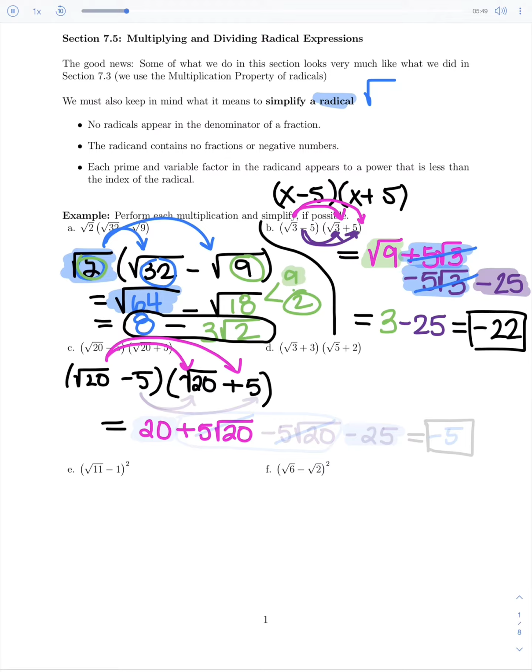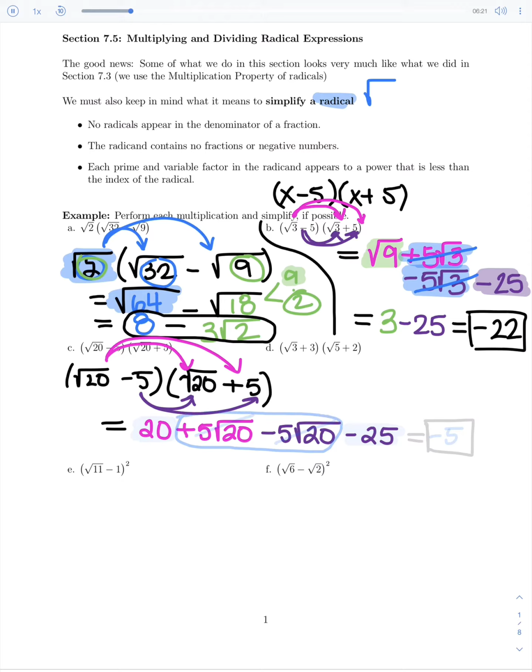Now I need to distribute out the negative 5 to continue FOILing. Well, negative 5 times the square root of 20 will give you negative 5 square roots of 20. And the negative 5 times the positive 5 will give you a negative 25. Well, notice right in the middle, we end up with a 5 square roots of 20 and a negative 5 square roots of 20.